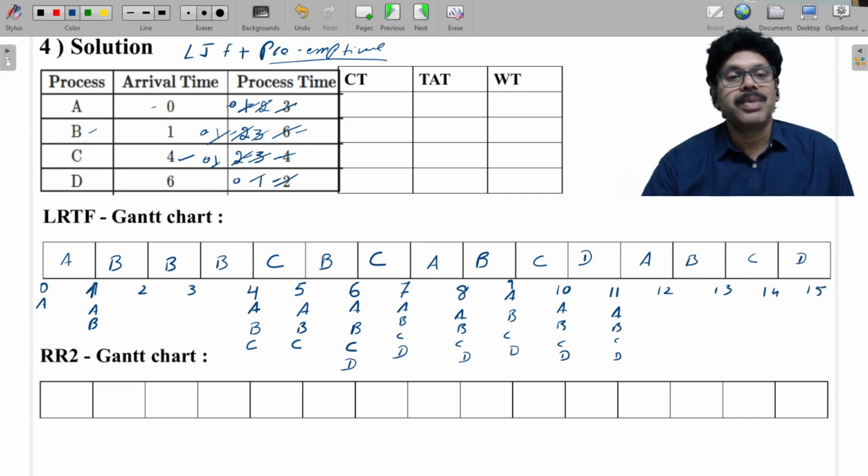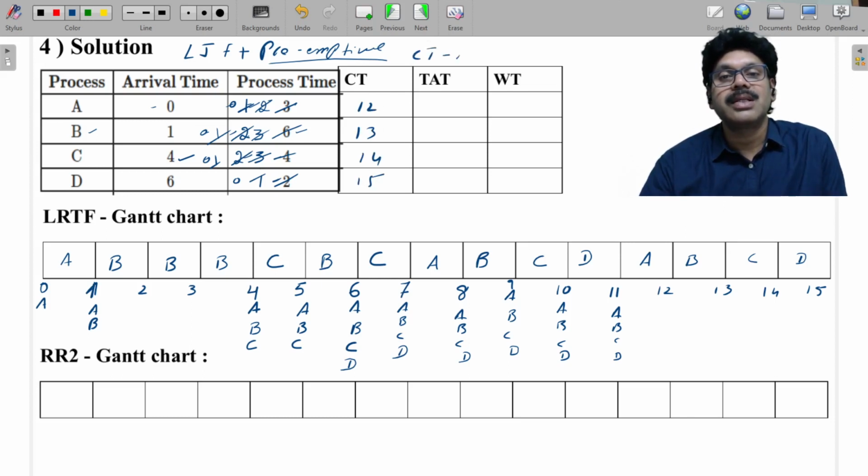So let us write the completion times. Completion time of A is 12, of B is 13, then 14, 15. Turnaround time is CT minus AT. What is CT? 12 minus AT, it is 12. 13 minus 1, it is 12. 14 minus 4, it is 10. 15 minus 6, it is 9.